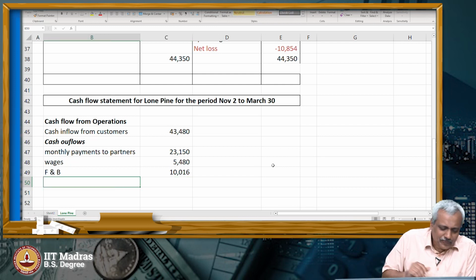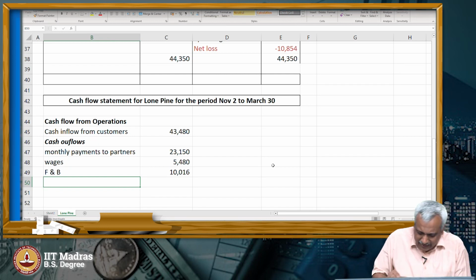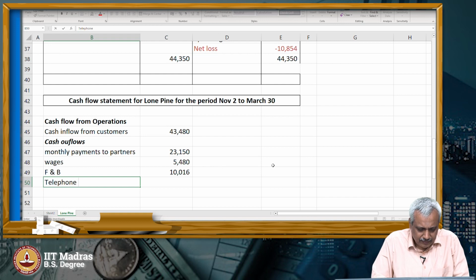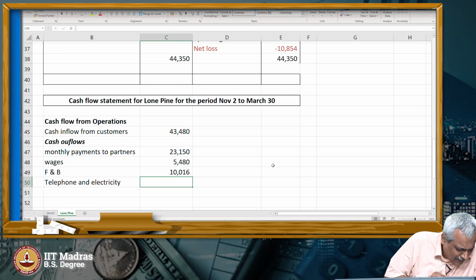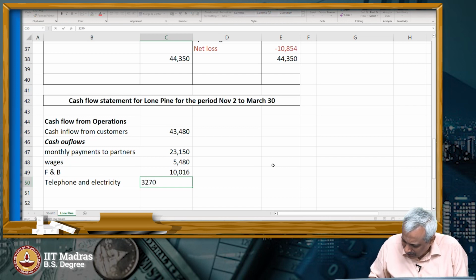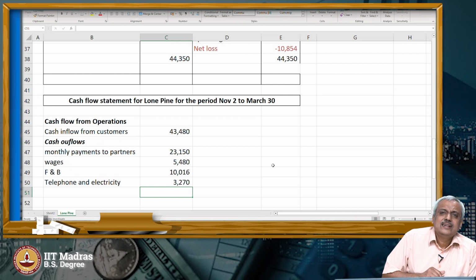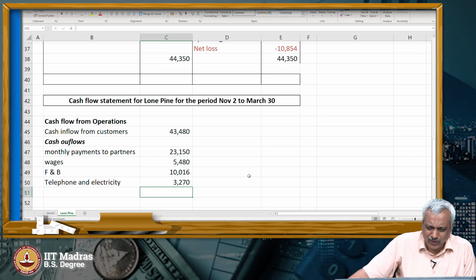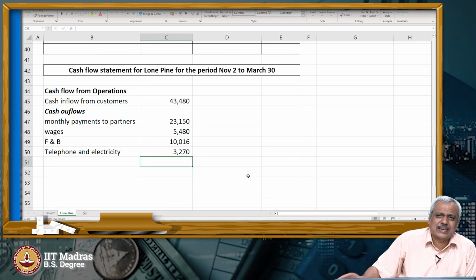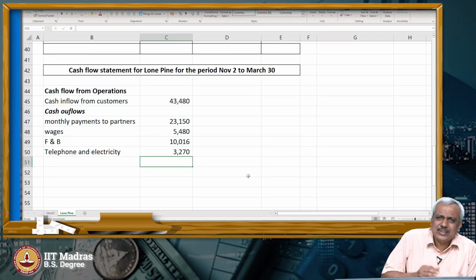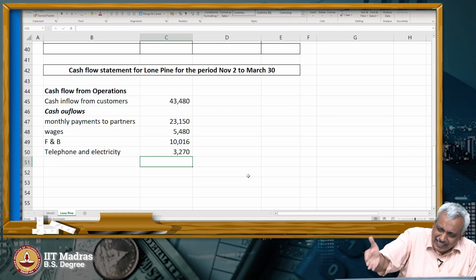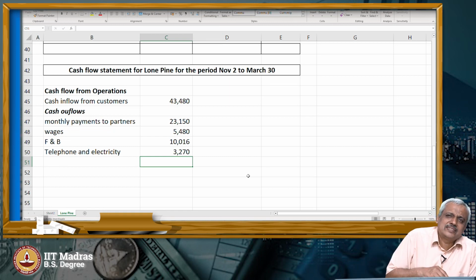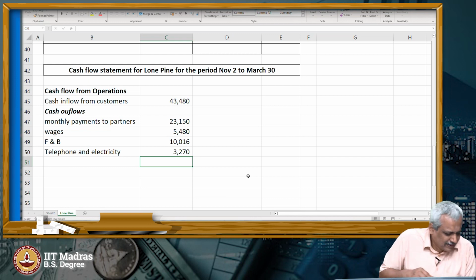So then what is it? After F&B, it is telephone and electricity. What is telephone and electricity? It is 3270. Sir, does it pertain to operations? Yeah, you are paying for telephone and electricity for operating your business. So naturally, if it is not paid, it will be there on the liability side of the balance sheet.